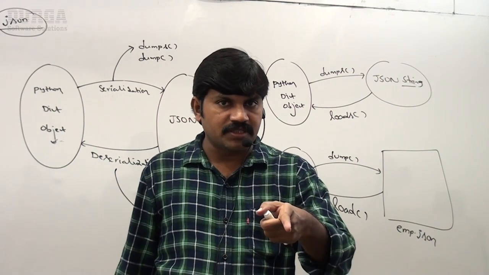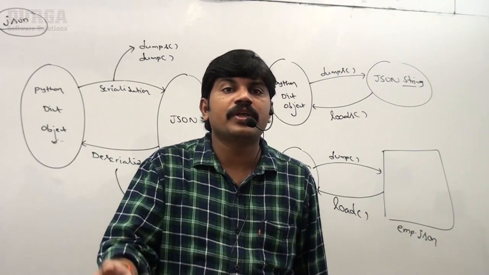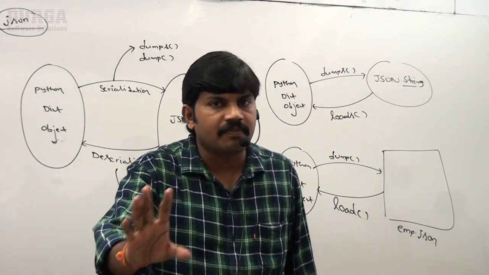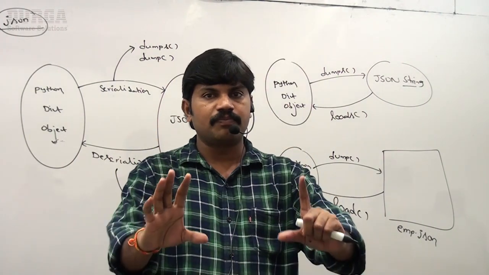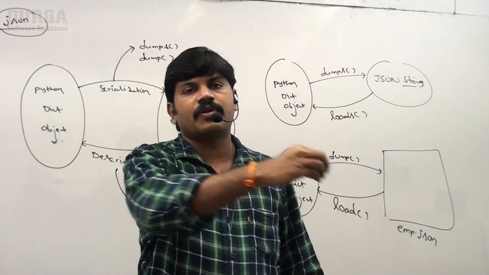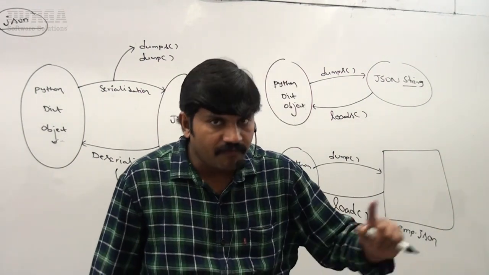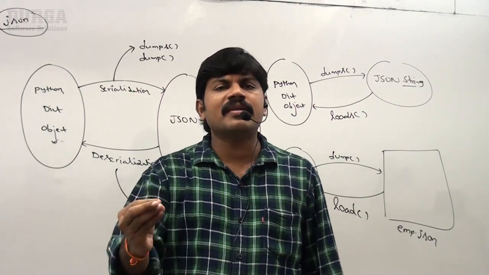Serialization is done by using two functions, dumps and dump. If you want to serialize to a string, a JSON string, not a file, then we have to go for dumps. If you want to serialize to a file, then we have to go for the dump function. Deserialization from a JSON string, then loads. Deserialization from a file, then we have to go for what? The load function, sir. Don't worry, just be aware of the terminology.